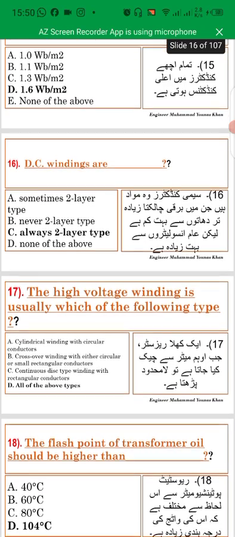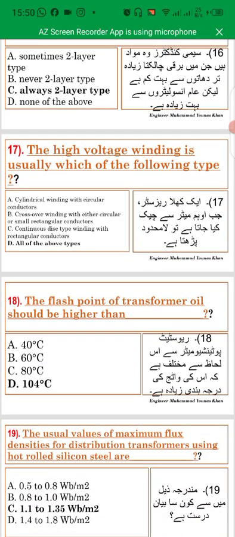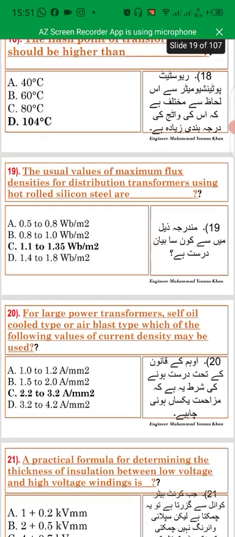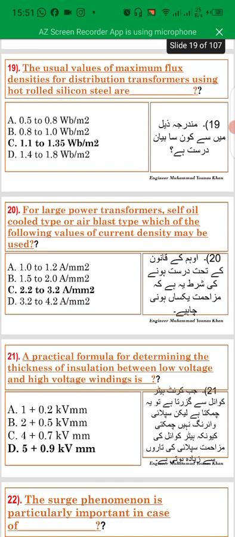DC windings are always two-layer type. The high voltage winding is usually which of the following type? Cylindrical winding with circular conductor, crossover windings with either circular or small rectangular conductor, continuous disc type winding with rectangular conductor. The flash point of transformer oil should be higher than X degrees. The usual values of maximum flux densities for distribution transformers using hot rolled silicon steel are 1.1 to 1.35 Weber per meter square.